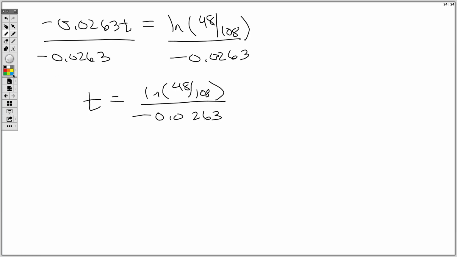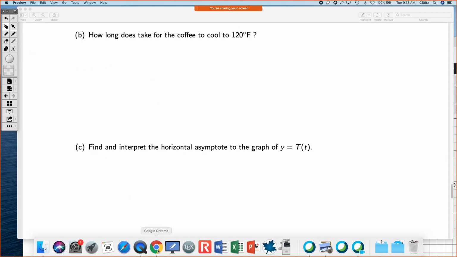You might be a little alarmed because we got that negative there, but don't panic, because look at what's going on inside the natural log. Inside the natural log, we have a number less than 1, and we know that the log of that's going to be negative. So let's actually get a calculation here.